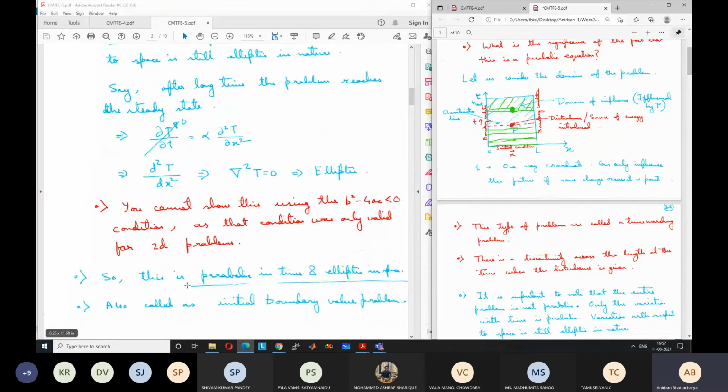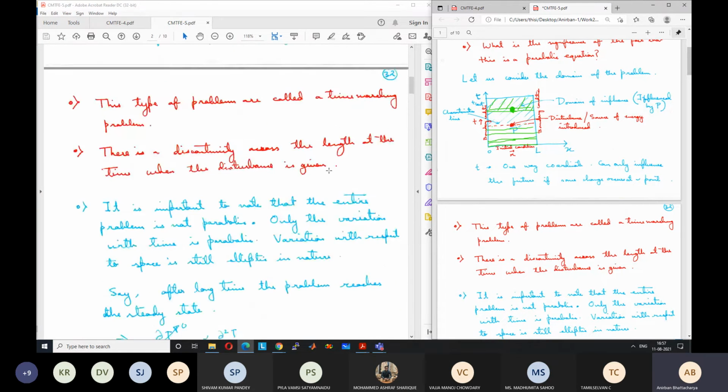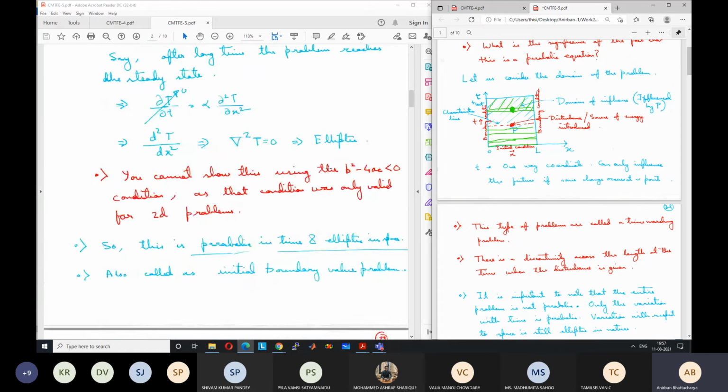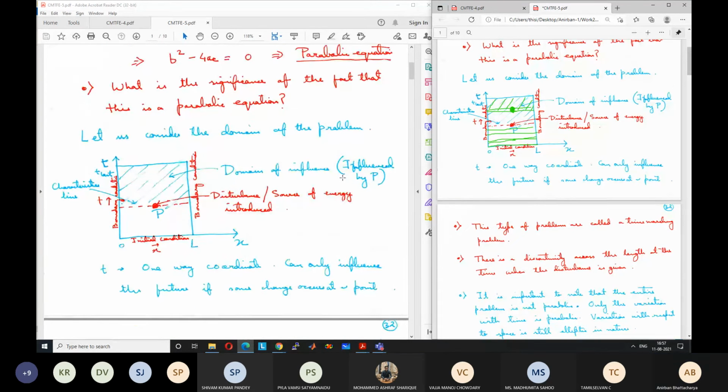Okay, so again to summarize, this is parabolic in time and elliptic in space. These are also called initial boundary value problems. The previous elliptic problems that we have discussed are known as boundary value problems because the boundary conditions define the problem. Here, in time, the initial condition defines the problem. In space, the boundary conditions define the problem. Let us come back to this again. Okay, we will go to case 3 in the next class.